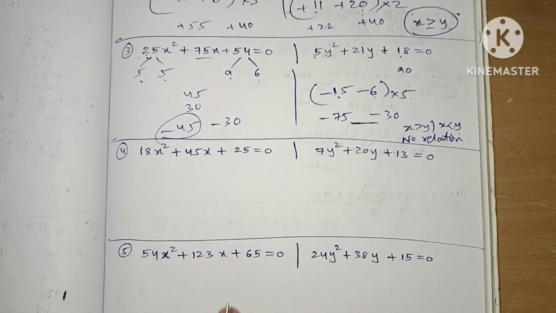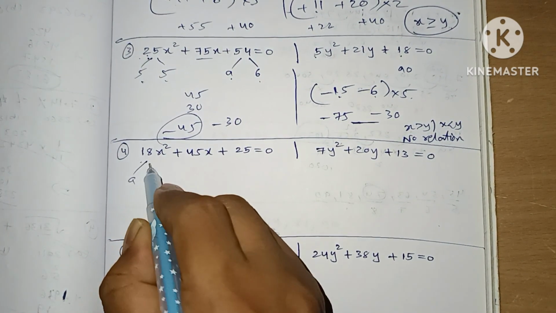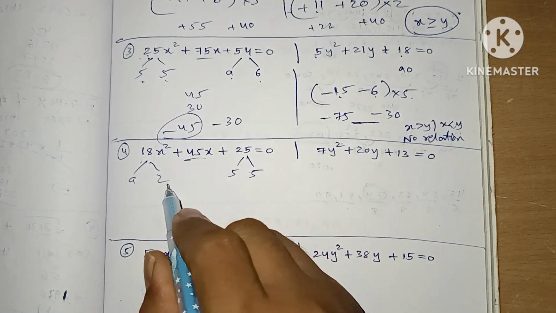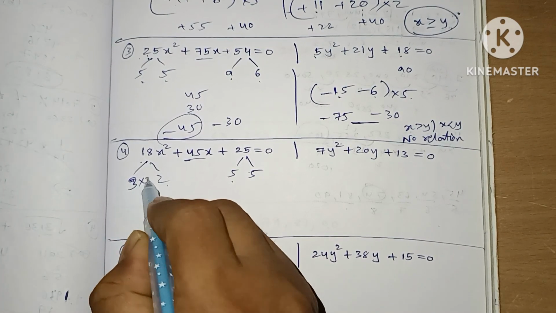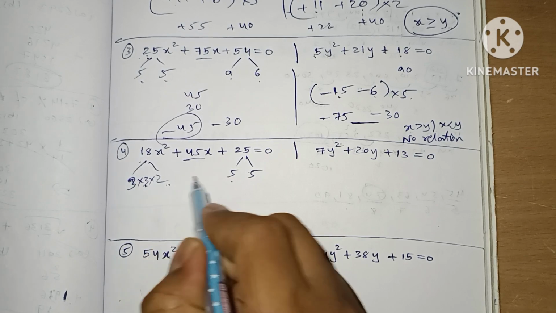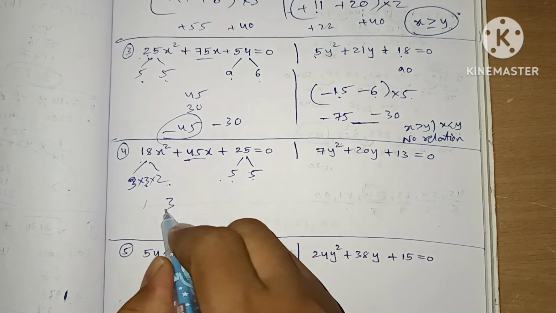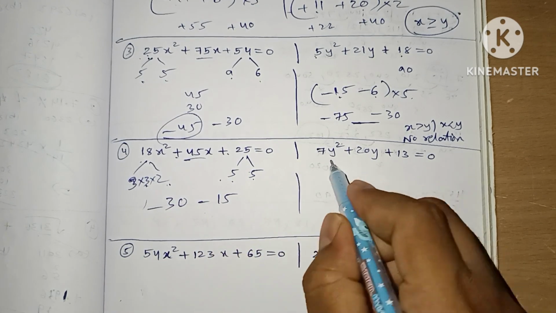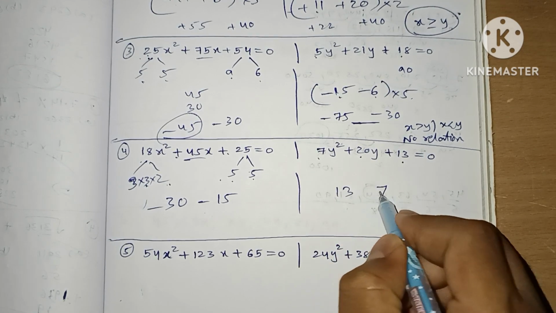Next, fourth question. Here, this will be 9, 2 times by 5 times. We need to get 45. No. Let's divide this as 3 into 3. 3, 2 times 6, 6, 5 times 30, 30 and 15. 30 and 15 are the roots. Plus and plus means the roots are negative. Here 7 into 13. We need to get 20. So the roots are 13 and 7.